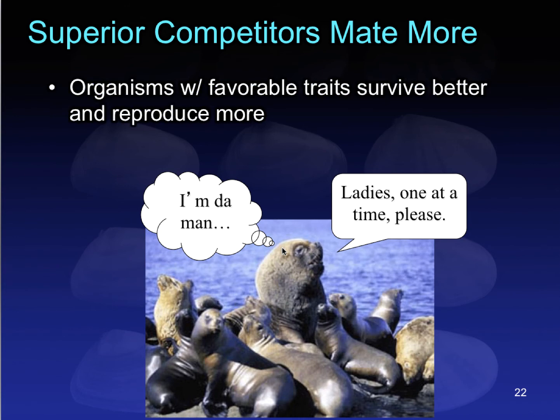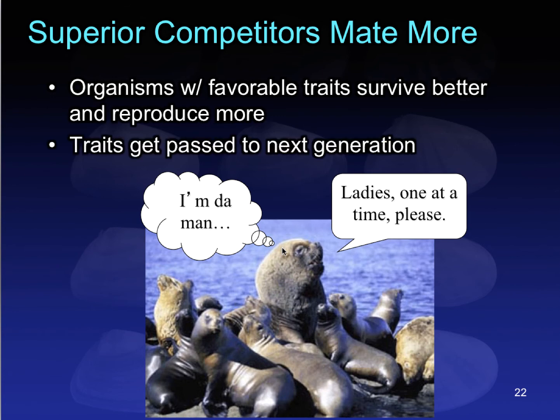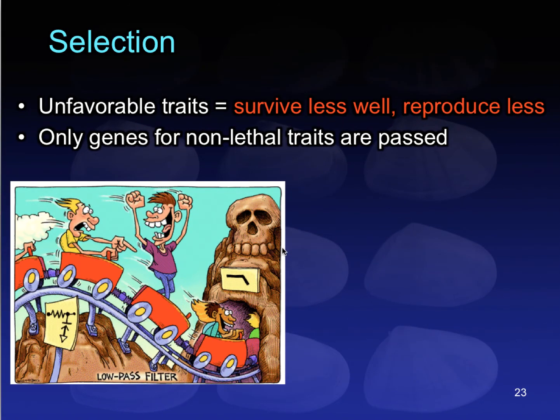So organisms with favorable traits, like this male probably has, tend to survive better and reproduce more. So they are more represented in the future population. As they make more babies, their babies are more of a reflection of the survivors, and so these are the traits that end up getting passed on to the next generation. Okay, the flip side to that is unfavorable traits, ones that cause you to survive less well or reproduce less well, tend to drop out of the population because individuals that have them aren't able to reproduce as much.